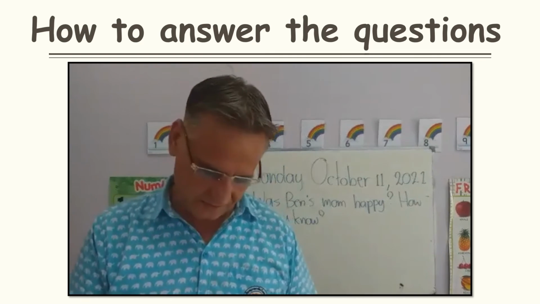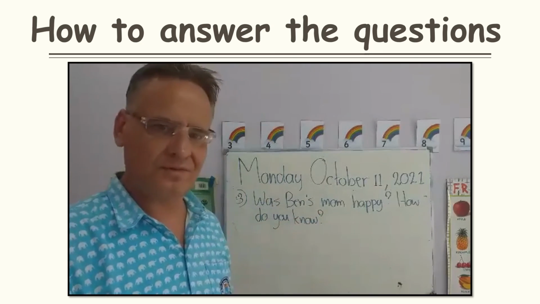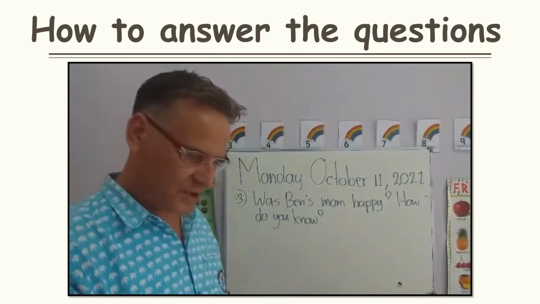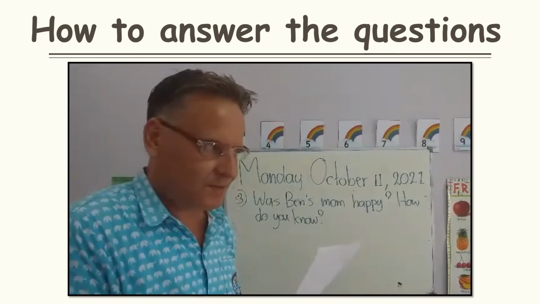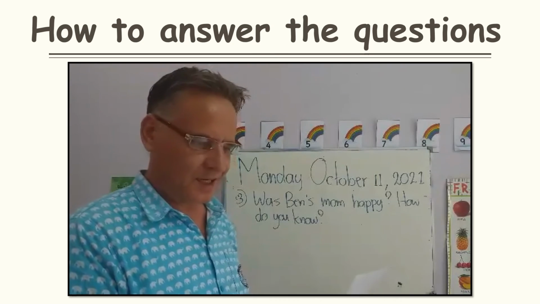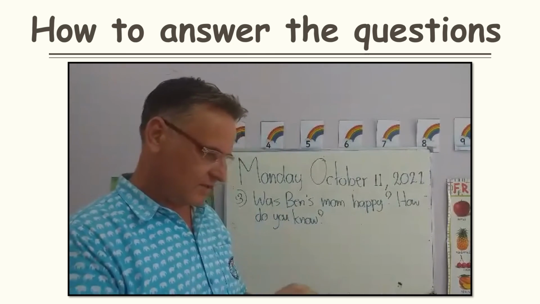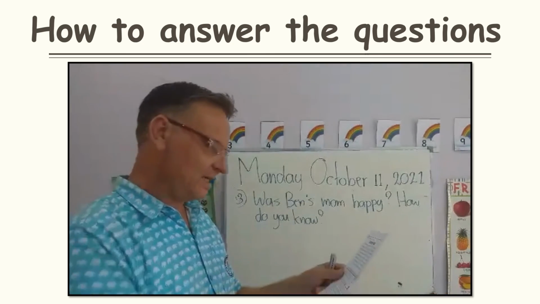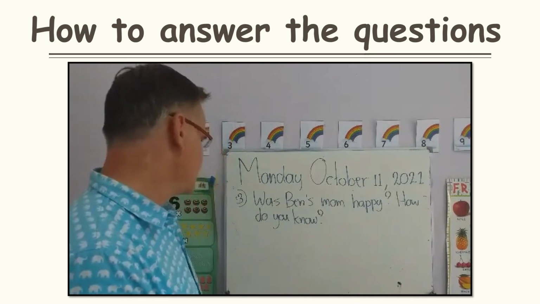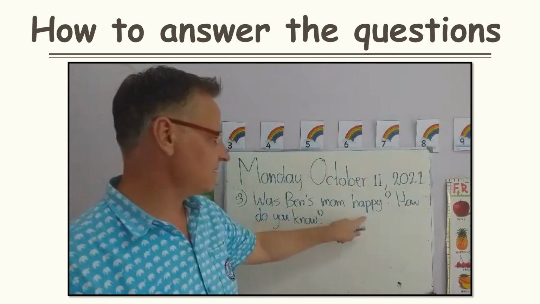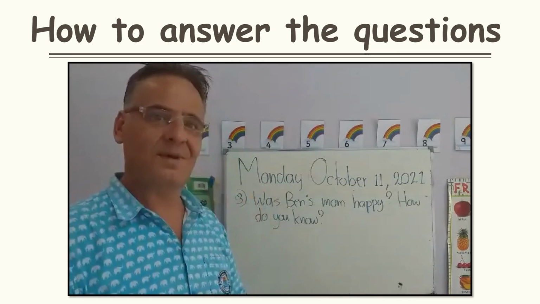Okay, number 3. Was Ben's mom happy? How do you know? So remember, Ben saw some flowers and he picked the flowers and he hid them. So he hid them behind his back so his mom could not see. And then he said, surprise! And he gave mom the flowers. So it says here, Ben shouted, surprise! He gave the flowers to his mom. Ben's mom smiled. Now the question is, was Ben's mom happy? How do you know? Well, she was happy because she smiled.